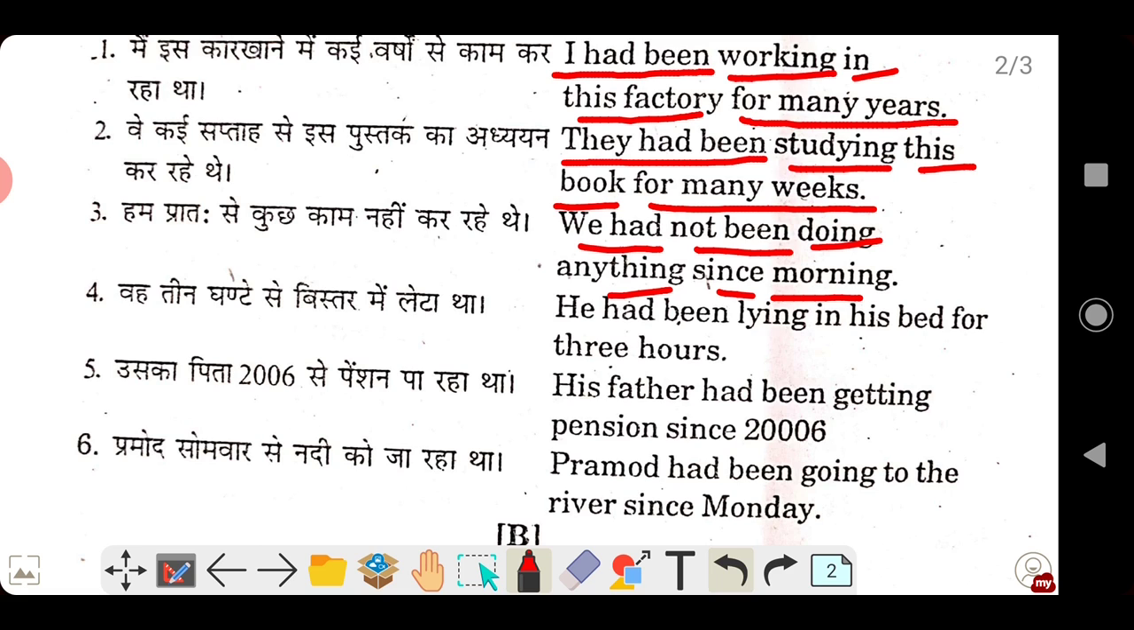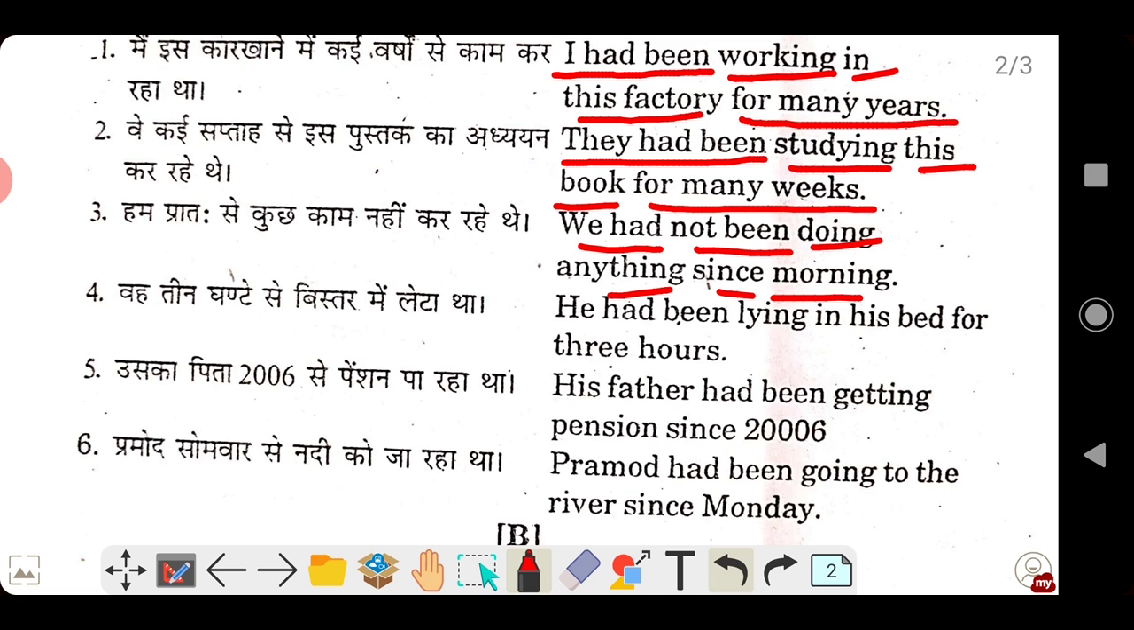And whenever I say contracted form, I mean a short form. Had not means hadn't. We hadn't been doing anything since morning. So try to speak with the original words, had not, don't use hadn't. Try to speak 10 times, 15 times, had not. And once you get the concept, definitely you can go for the contracted form. We hadn't been doing anything since morning.